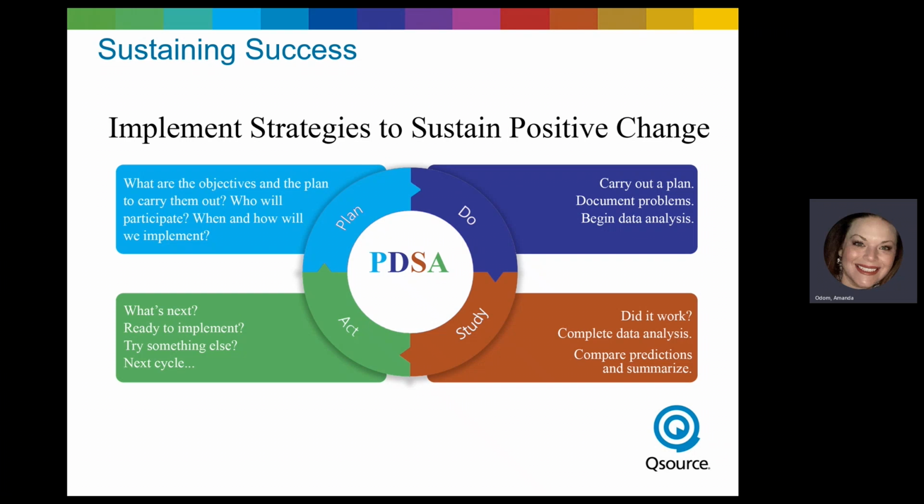After you mapped out your plan and you implemented your plan, did it work? Complete data analysis. This is where we can really help. Compare predictions and summarize. Make sure you are honest in your study. It's okay if something didn't work. You want to know why it didn't work and dissect that component. Study your plans and compare data analysis after implementation over time.